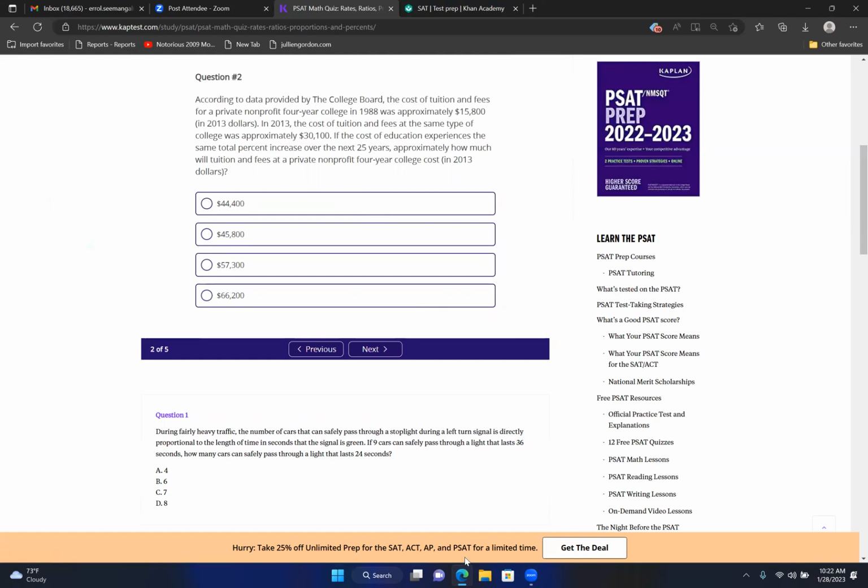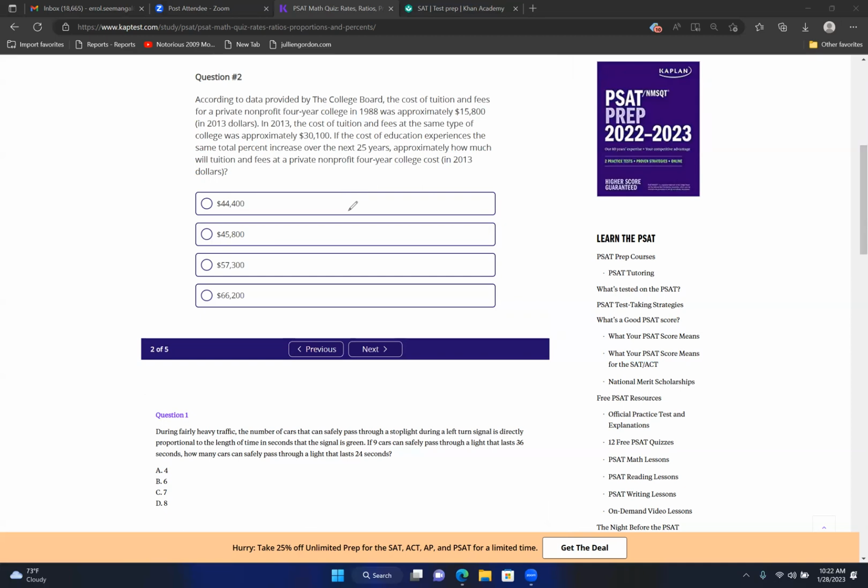According to data provided by the College Board, the cost of tuition and fees for a private nonprofit four-year college in 1988 was approximately $15,800 in 2013 dollars. In 2013, the cost of tuition and fees at the same type of college was approximately $30,100. If the cost of education experiences the same total percent increase over the next 25 years, approximately how much will tuition and fees at a private nonprofit four-year college cost?